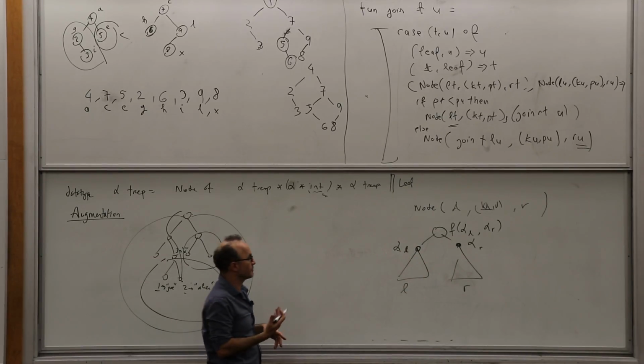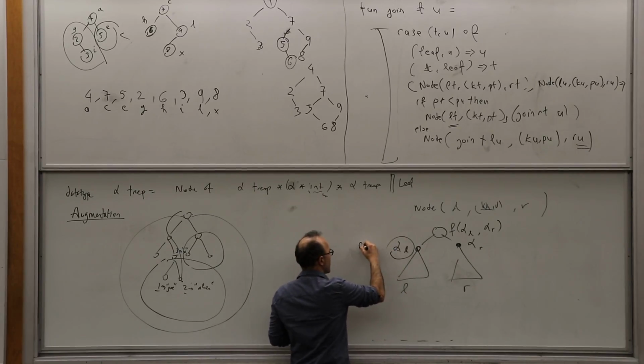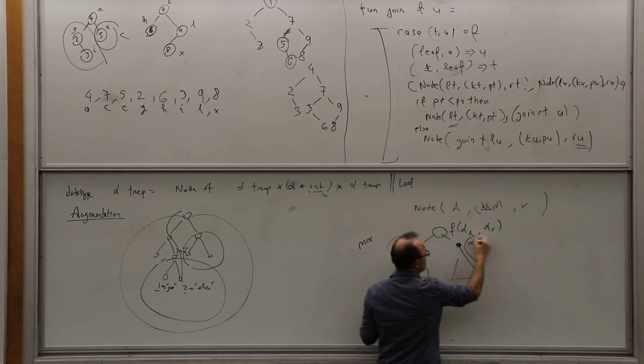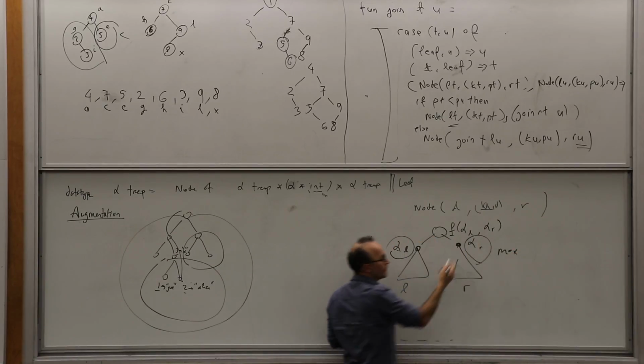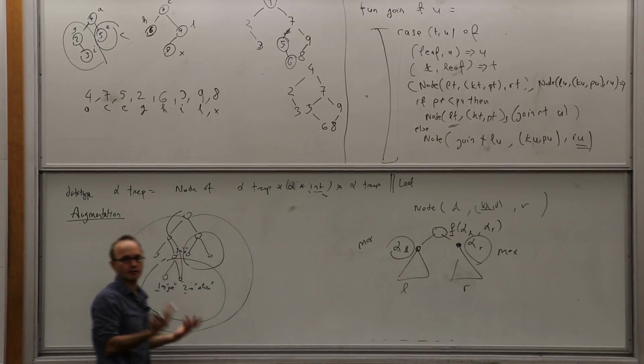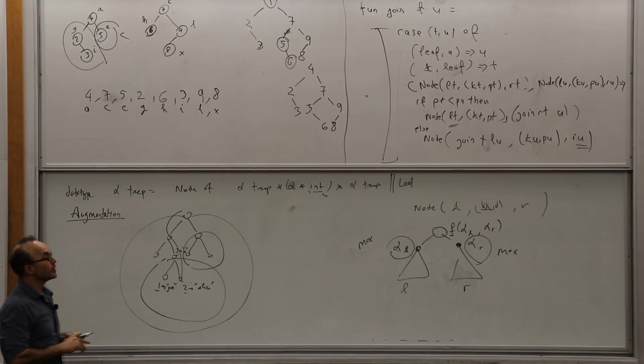Example, suppose you're trying to keep the max salary. So this would be the max salary of this subtree. This would be the max salary of this subtree. Your function f would be just the max. So you're done.